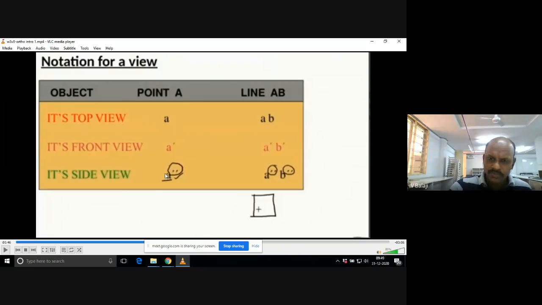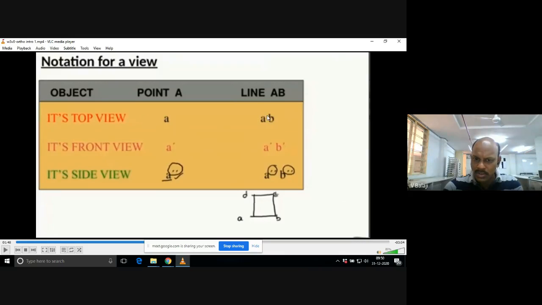If a double dash is given in the problem, small letter a double dash, that is the side view. Similarly, you can apply the same concept for a line because a line has two endpoints. Its top view will be small ab, its front view a dash b dash, and its side view a double dash b double dash. For example, you see a rectangular plane with four corners. If I give you small letters a b c d, what does it mean? Is it a top view or front view? Very good, it is the top view, because there are no dashes, no primes.